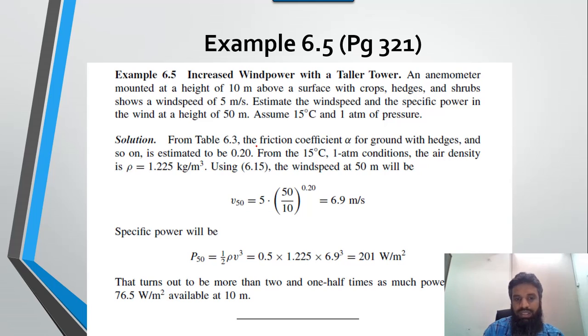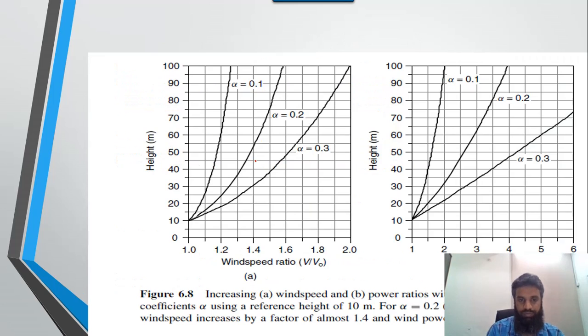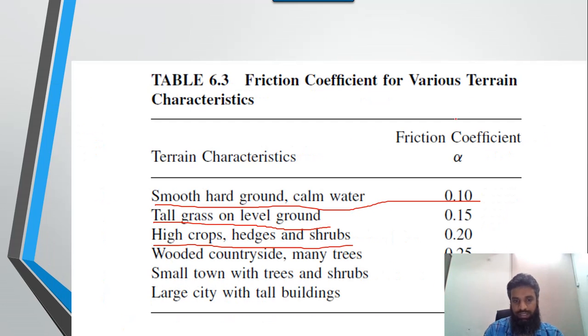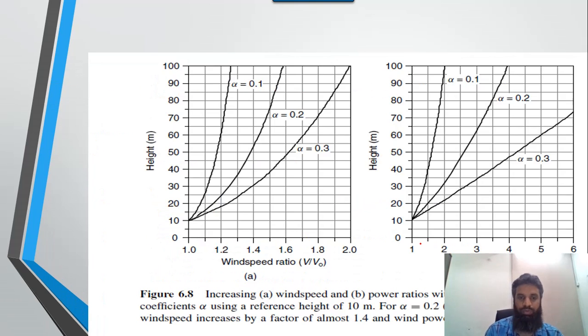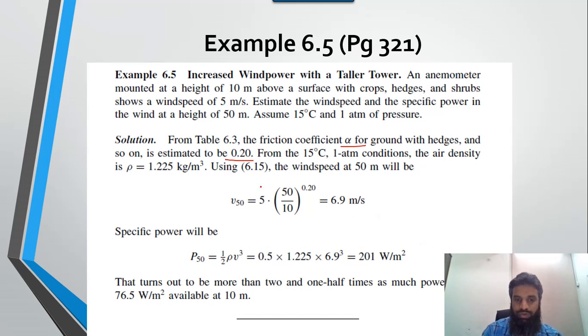Based on table 6.3, the friction coefficient alpha for ground with hedges and shrubs is 0.2. If you see this one, this is basically the surface, and its value is 0.2. So based on that value and the reference velocity and reference height, it will be 5 times 50 divided by 10, raised to the power alpha. So this is basically the reference value.